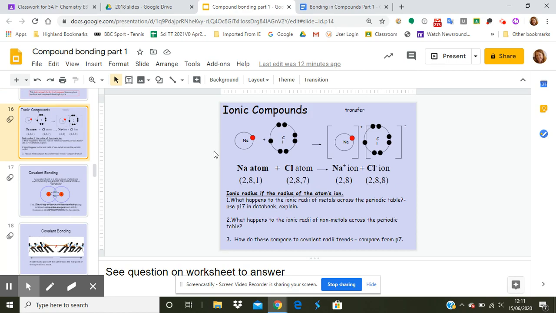What we are interested in is still looking at when elements become ions, and what happens to the radius of the ion. If you lose a whole outer shell, you're going to get a lot smaller. If you're just gaining an electron, it's not going to make much difference with the shell. This is what these questions are using, similar to last time, looking at the trends of ionic radius compared to the atom's radius. That's a question on the worksheet.